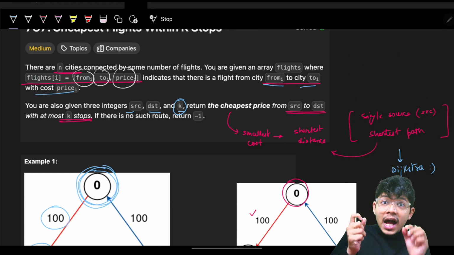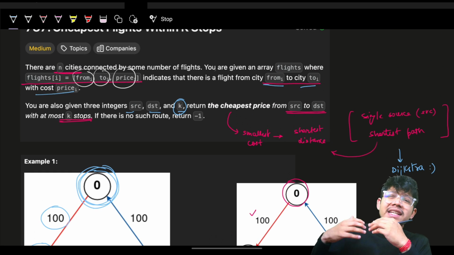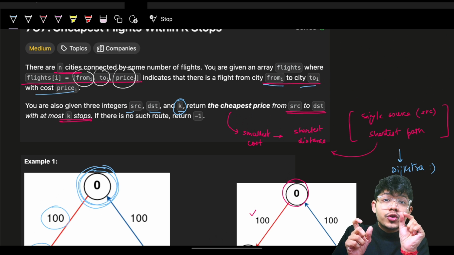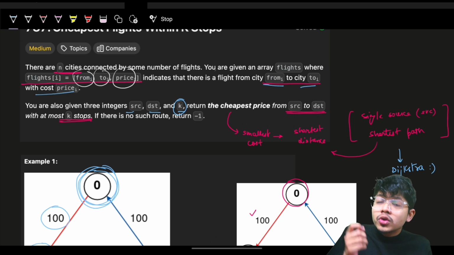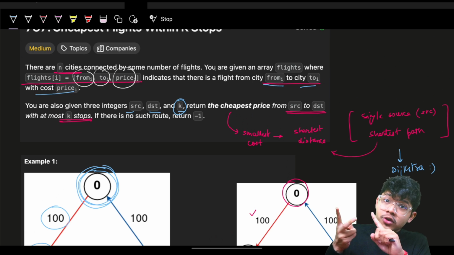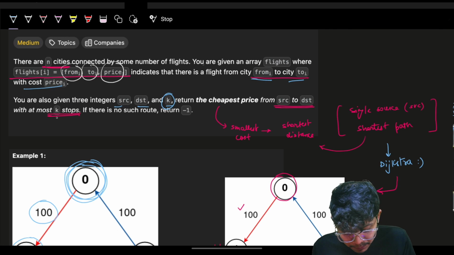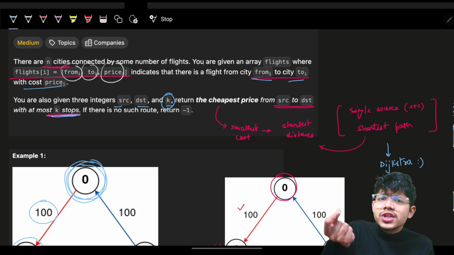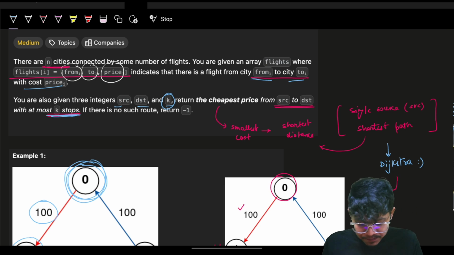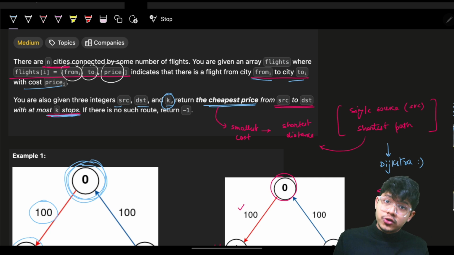Like in actual flight booking in Google Flights or any other site, you must have seen that they show non-stop, 1 stop, 2 stops. So if you can afford at max 1 stop, you can choose either 0 stops or 1 stop. So it is saying, if the person has a request that I want just at max k stops, that's it, you have to tell him what is the cheapest price he has to pay, right?